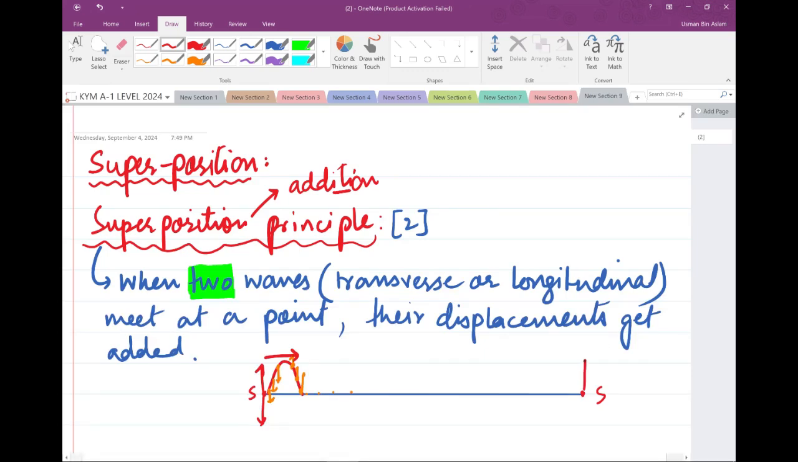Imagine there is another source, it is moving up and down as well. This time, this source is creating a crest which is moving towards the left.